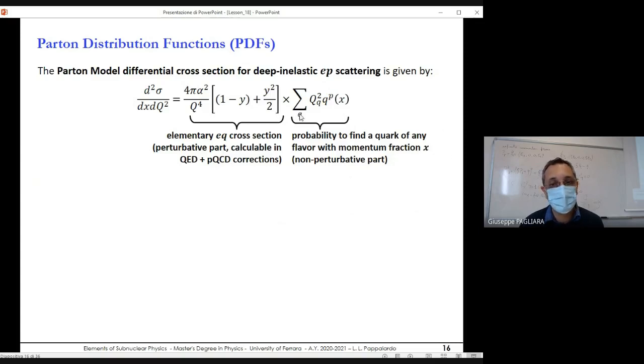And this is a non-perturbative part. As I was saying before, the PDFs are non-perturbative objects. We have to measure them experimentally. Whereas this is a perturbative part.